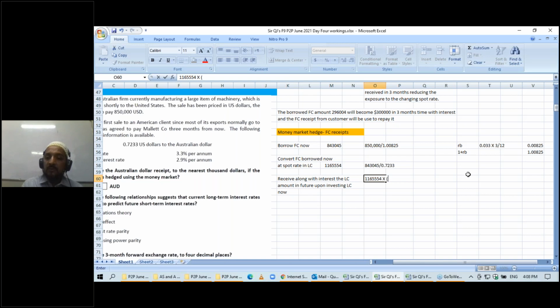In this case, we will be taking the lending rate, RL, rate of lending. The lending rate given in the question is 2.9%. Again, this is for the year. You will convert it into 3 months, and then we'll calculate 1 plus RL. So 1 plus RL becomes 1.00725.